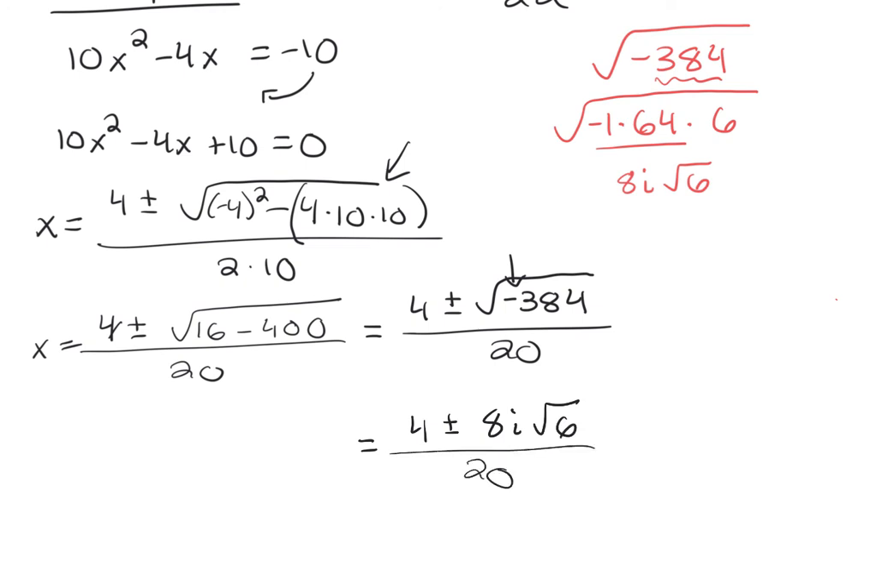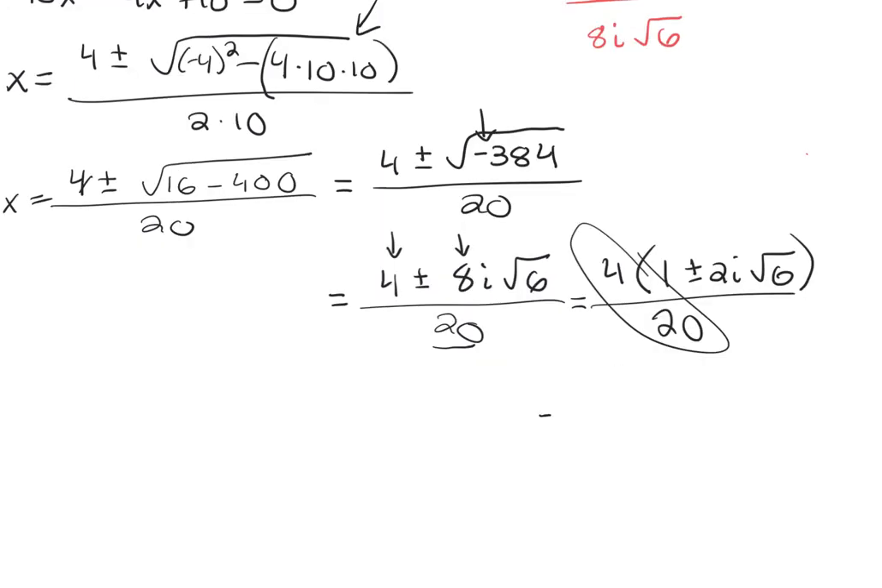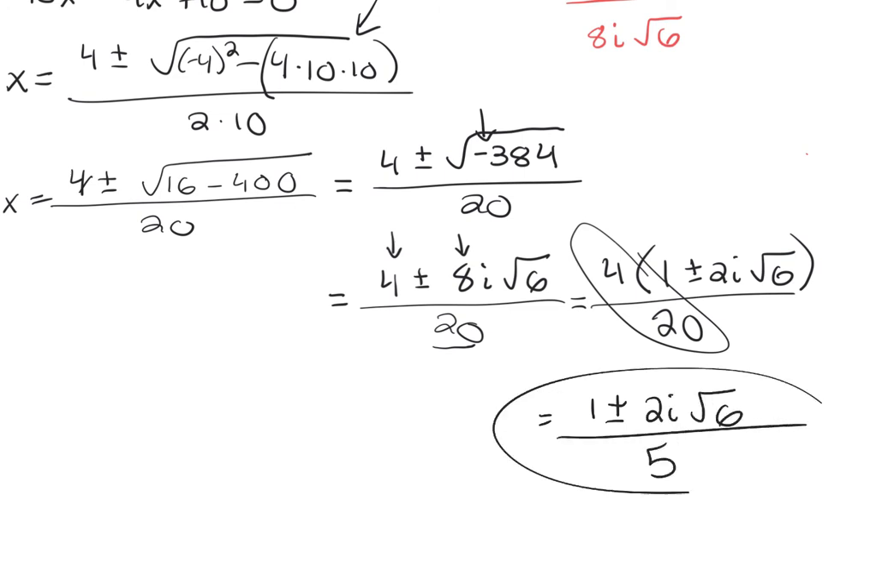If you got that far, awesome. Last step, look at these terms. Do they have a GCF that could be factored out and simplified with the denominator? So if I take a 4 out, I'm left with 1 plus or minus 2i square root of 6 over 20, which can simplify to 1 plus or minus 2i square root of 6 over 5. Final answer simplified all the way.